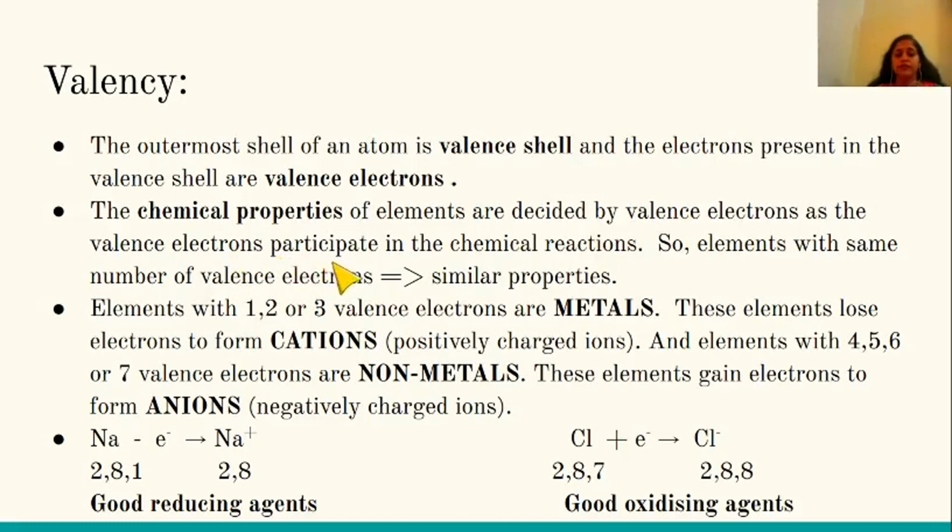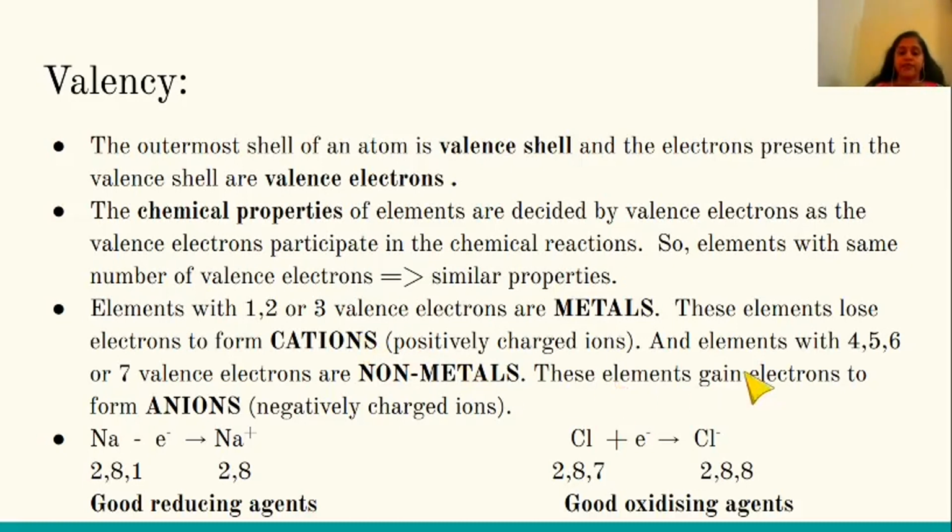So the valence electrons participate, and thereby whenever the number of valence electrons is the same, the chemical properties of those elements are also similar. If there are 3 electrons in the outermost orbit of one element and 3 electrons in the outermost orbit of another element, the 2 elements will have many similar chemical properties, as in we are talking about chemical reactions. Now, if there are 1, 2 or 3 valence electrons, then they are metals. They will always have a tendency to lose those electrons and form positively charged ions called cations.